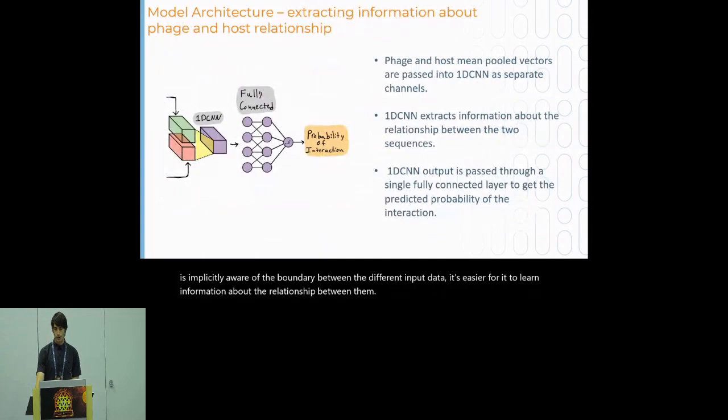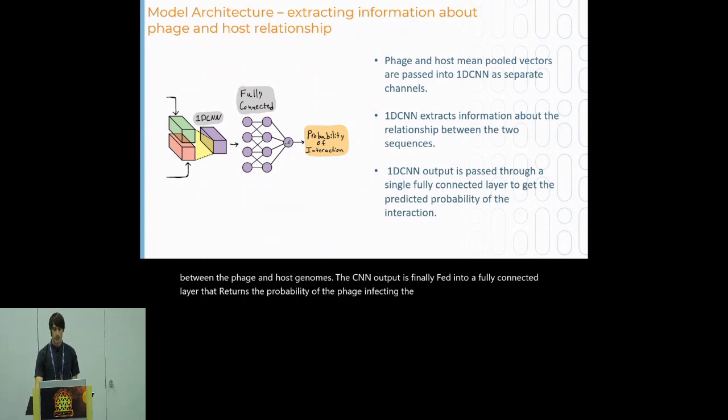So in the final component of the network, the outputs of the transformer encoders are fed into a 2-channel, one-dimensional convolutional neural network. The CNN scans the phage and host input sequences, extracting additional information about the relationship between the phage and host genomes. The CNN output is finally fed into a fully connected layer that returns the probability of the phage infecting the host.